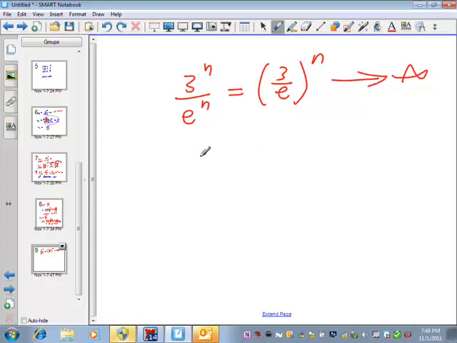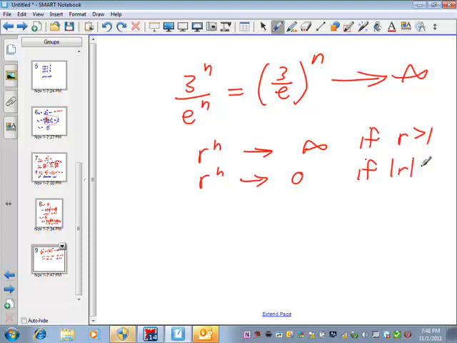Questions about that? And so obviously, here's the remark. I'll be using this later. I might as well say it. That the absolute value of r to the n tends to infinity if r is bigger than 1, and r to the n tends to 0 if the absolute value of r is less than 1. Okay. So, I mean, you take powers of 1/2, that thing goes to 0, obviously.